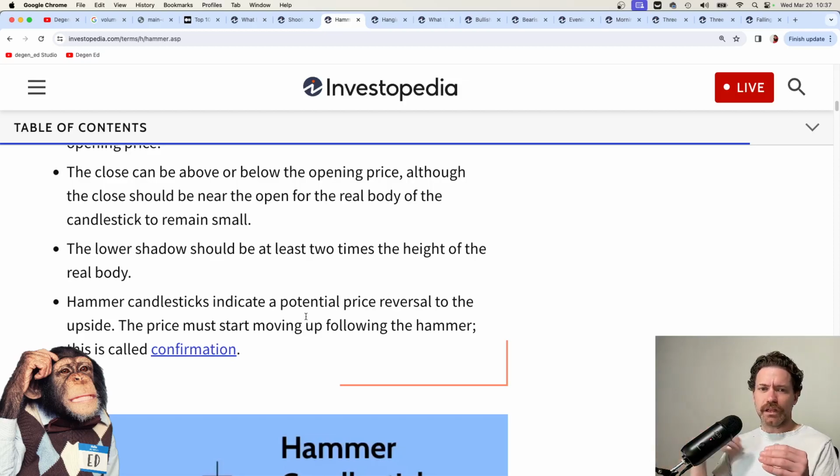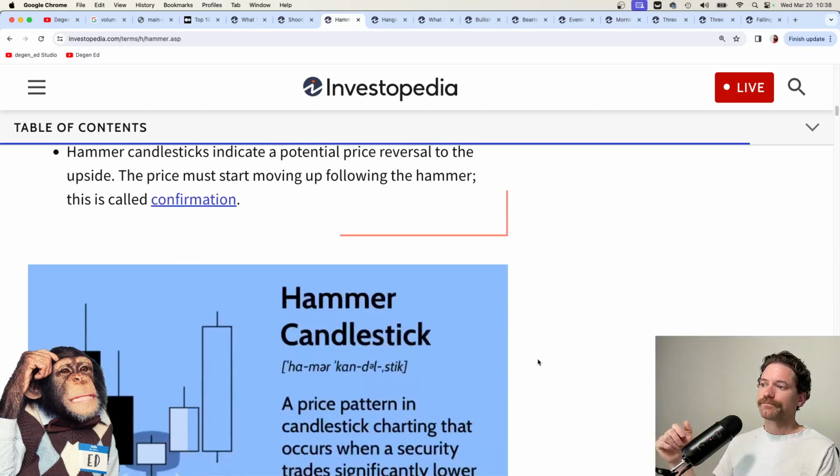That's really just, you don't want to see a short little handle on the hammer. You want to see a notably sized handle. You don't want to use a hammer with a short handle. It's not really that useful. Hammer candlesticks indicate a potential price reversal to the upside. However, note that a hanging man will suggest otherwise. The price must start moving up following the hammer, and this is called confirmation.